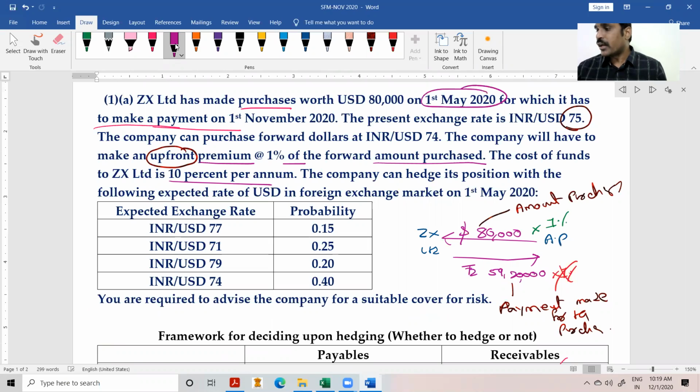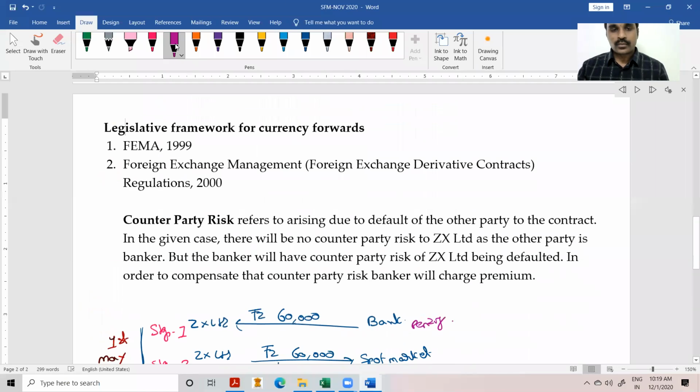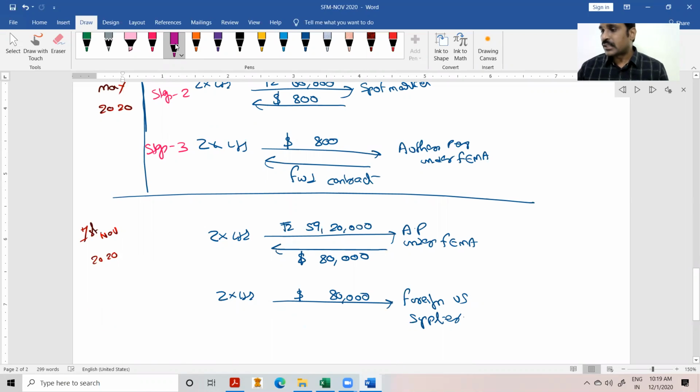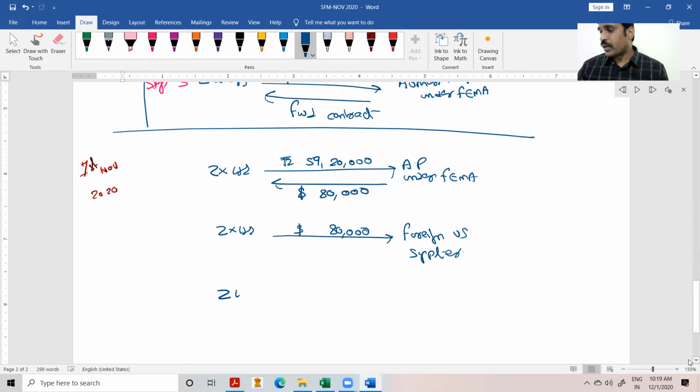How many months? 1st May 2020, we are entering into a contract, and the contract is expiring on 1st November. So 1st May means June, July, August, September, October, November. 6 months. So on November, ZX Limited has to repay the loan along with the interest. ZX Limited has to pay to the banker 60,000 loan plus 60,000 into 10 by 100 rate of interest into 6 by 12. So that will be 3,000. Total rupees 63,000 we have to pay.